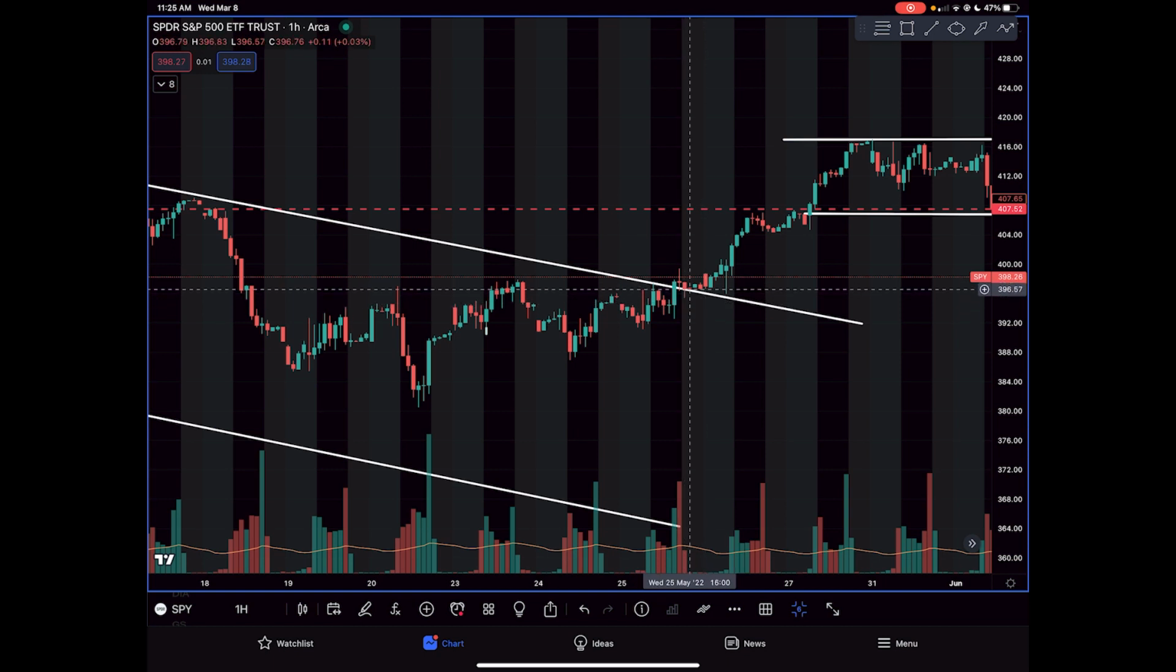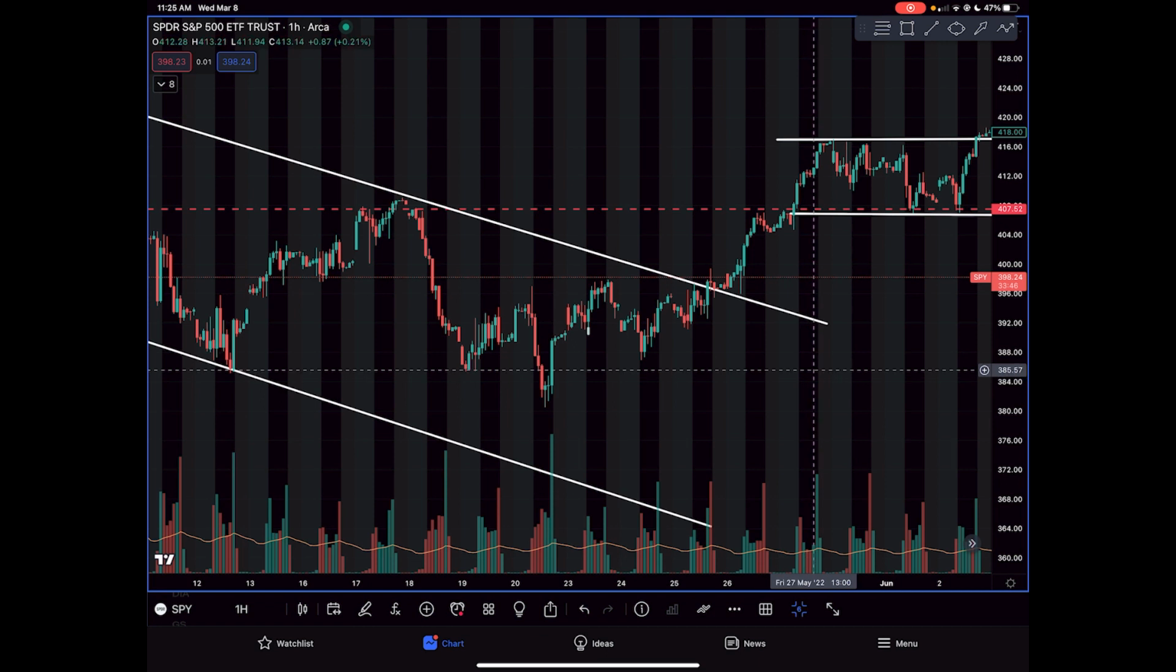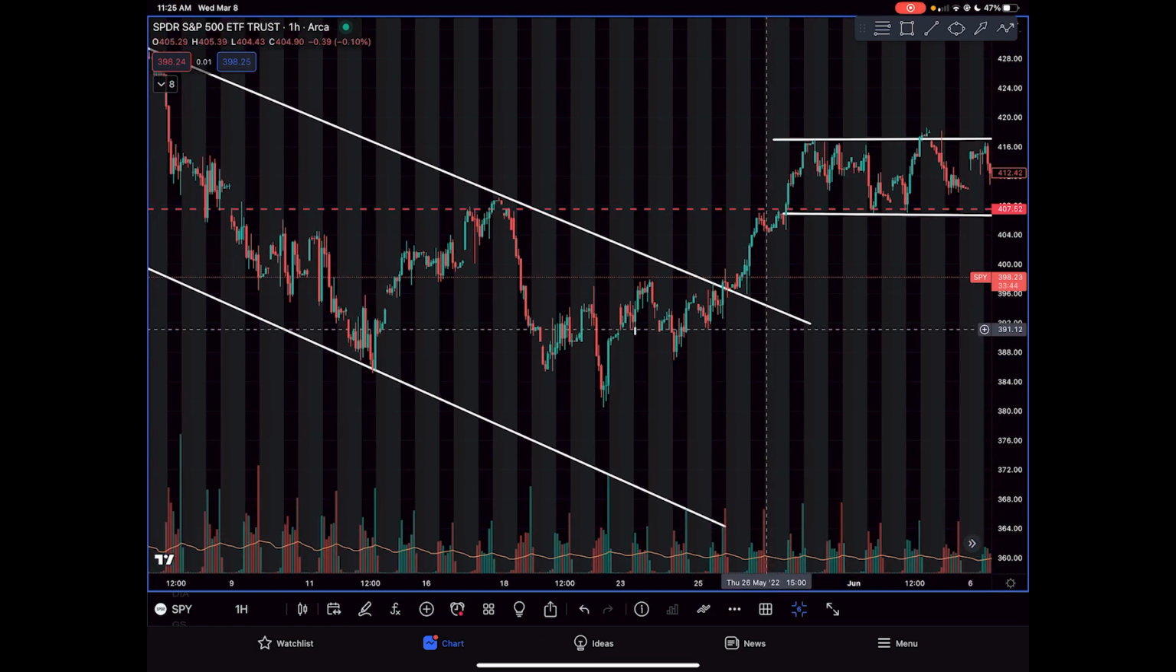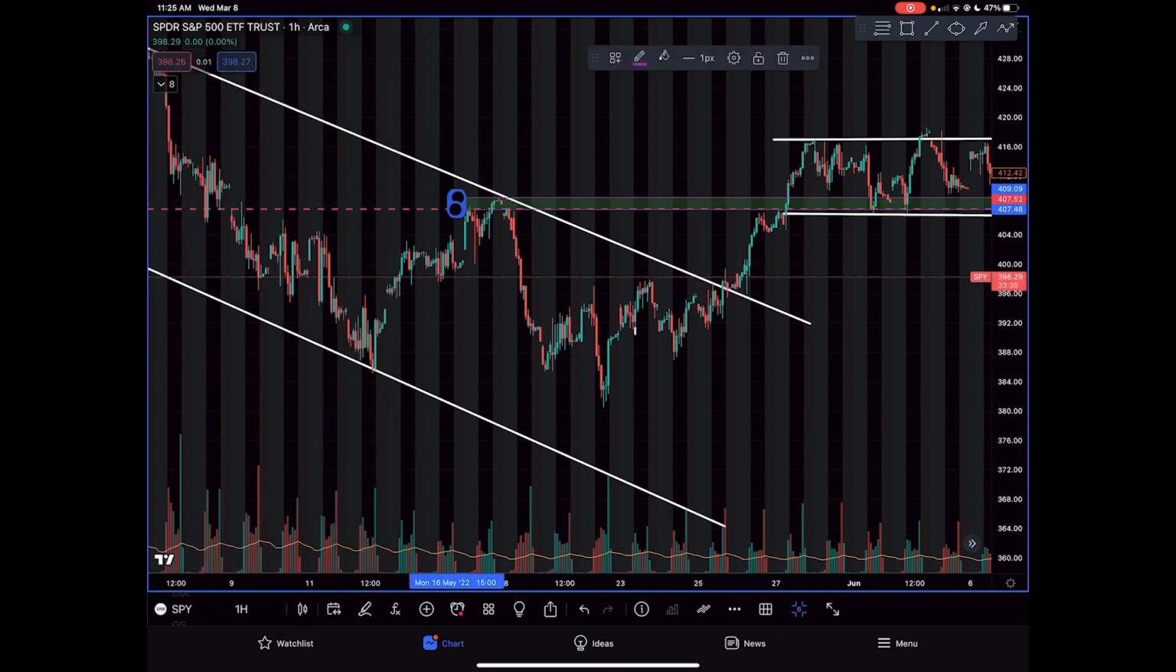See, if we would have took calls here, even though the market was closed at this hour right here, we could have took calls here, and then we could have rolled it up to our next resistance, which would be this next high right here, around this area here where we broke structure. So we're coming back to test this area right here, right? So this 407 area would have been our target.